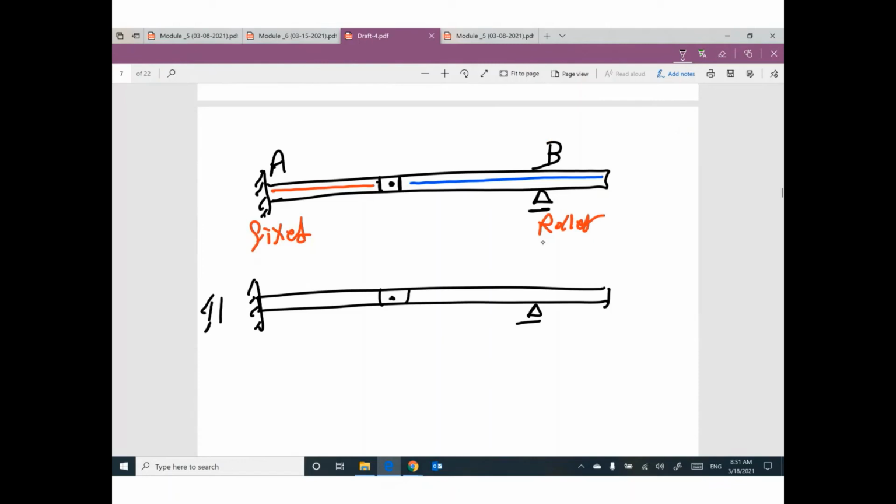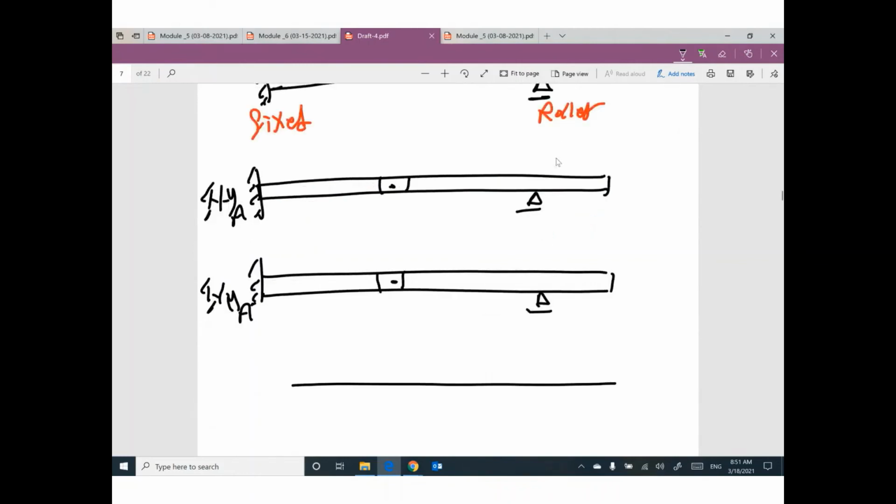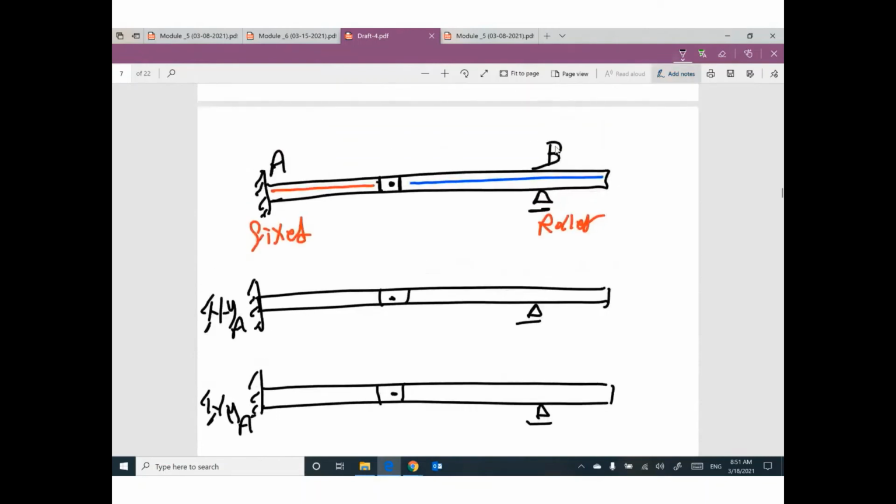Influence line for reaction YA. And also influence line for reaction MA. And also influence line for reaction YB. Okay, just put your reactions first. We have reaction here YA, we have reaction here MA, we have reaction here YB.